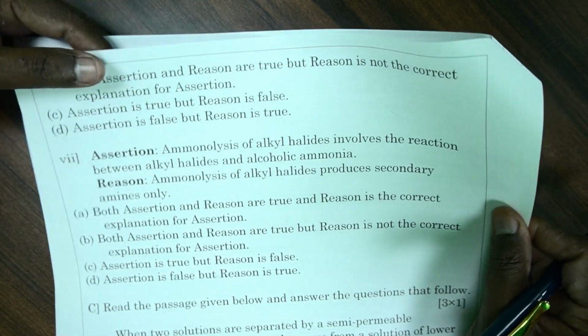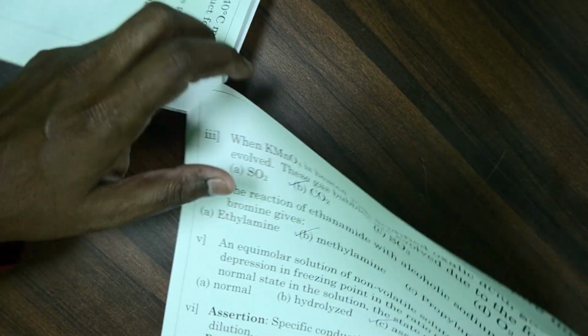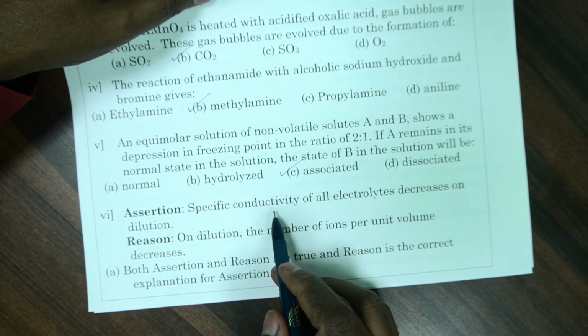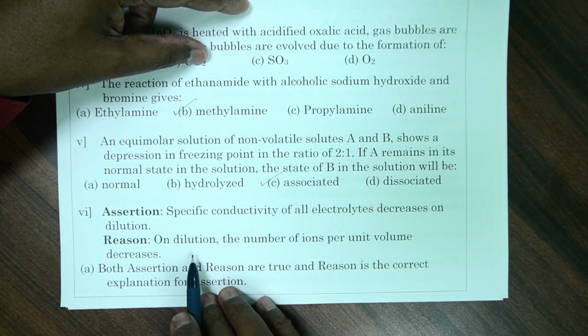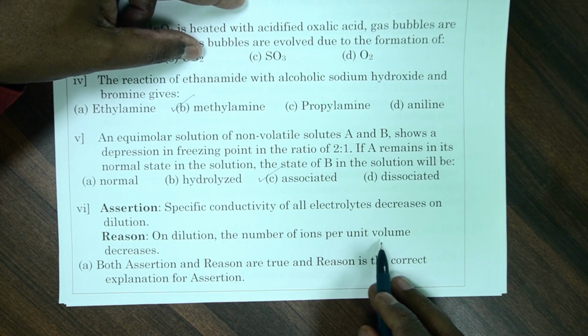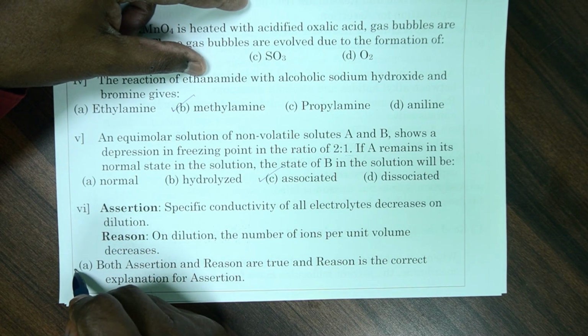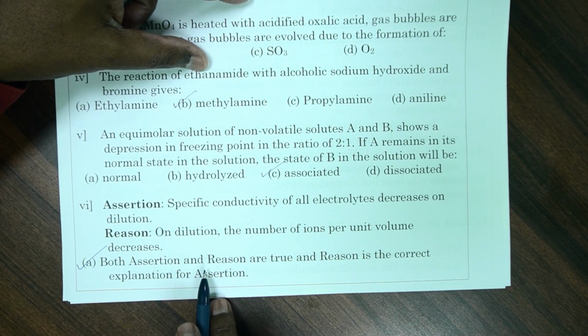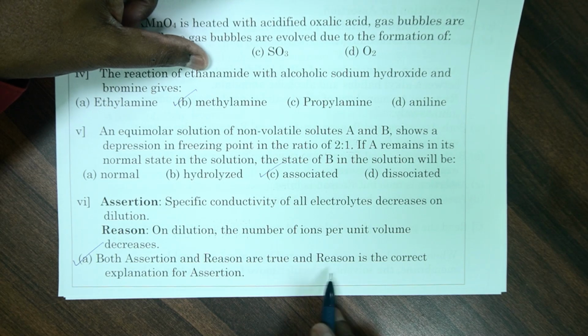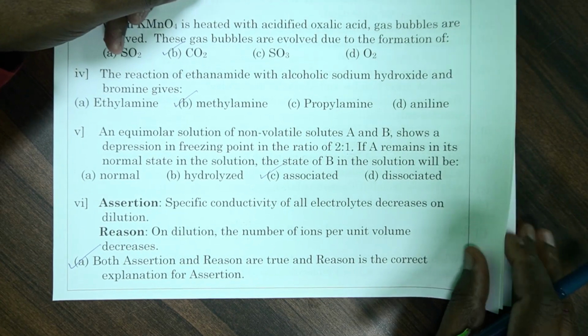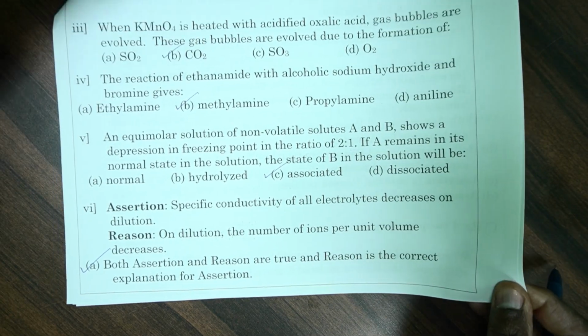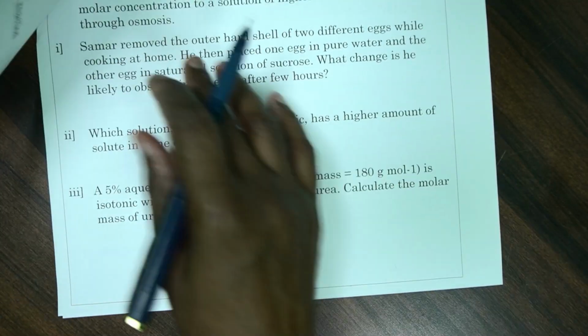So the correct answer to this question: specific conductivity of all electrolytes decreases on dilution. On dilution, the number of ions per unit volume decreases. So option A is correct. Both assertion and reason are true, and reason is the correct explanation for assertion. So that is the answer to this question. Going to question number 7.